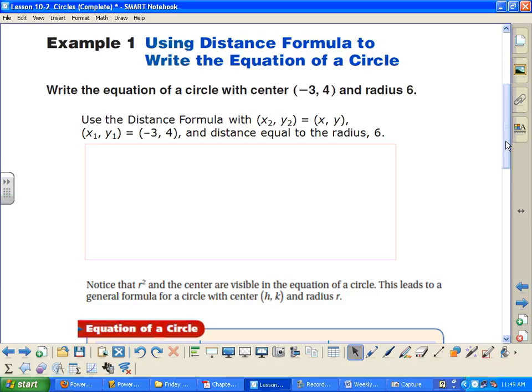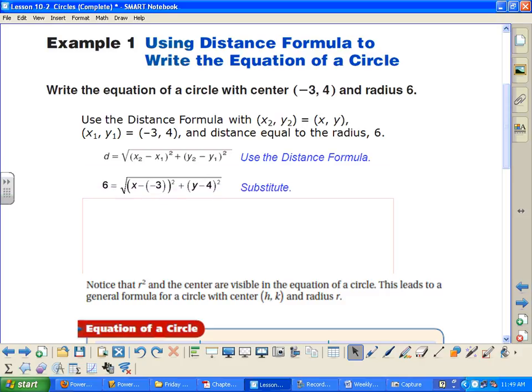So if we use the distance formula, we could put x and y in for x sub 2 and y sub 2. And for x sub 1 and y sub 1, we'll put the point -3, 4. And our distance in this case is going to be 6. So using the distance formula, remember we did this on Friday, and you just worked with it again in the warm-up, it would look like this. Our distance is a radius 6. We would put -3 in for x sub 1 and 4 in for y sub 1.